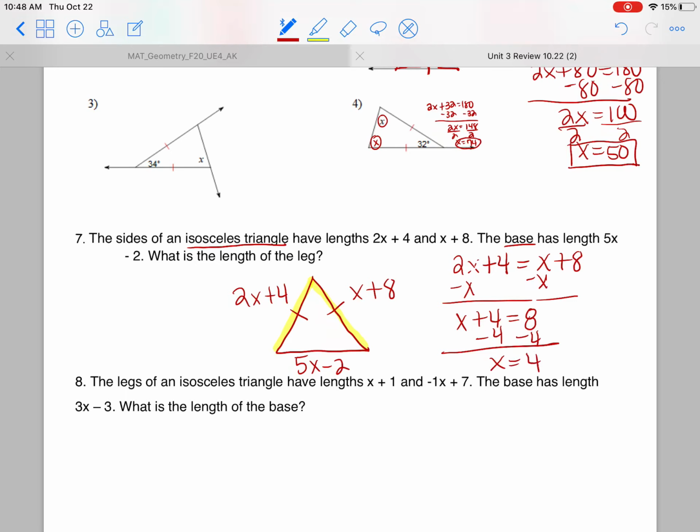Here, they're not asking me just for the value of x. They were asking me for the length of one of the legs. So don't forget that you gotta come back and substitute. Okay, so here if I do 4 plus 8, I'm going to be getting 12 for the leg of the isosceles triangle. All right, so that's how you do those type of problems.